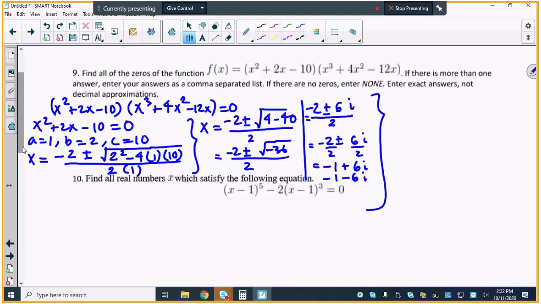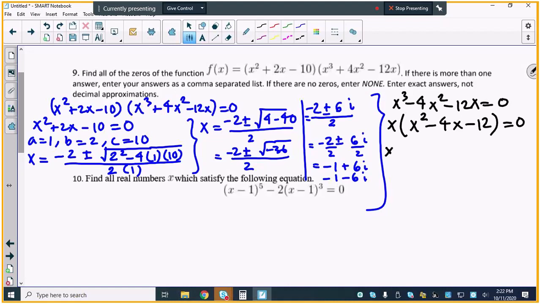The second one is x cubed plus 4x squared minus 12x equal to 0. As usual, you can factor out the x because it is present in all of them and write it as x times x squared plus 4x minus 12.